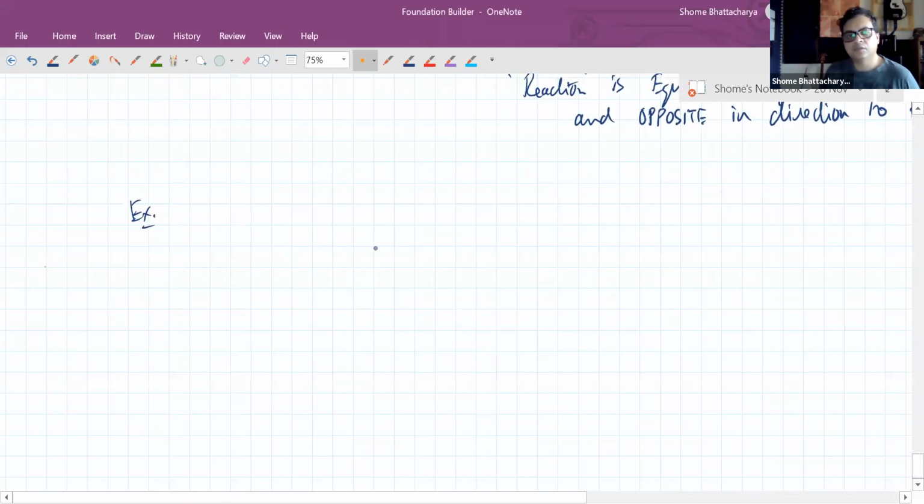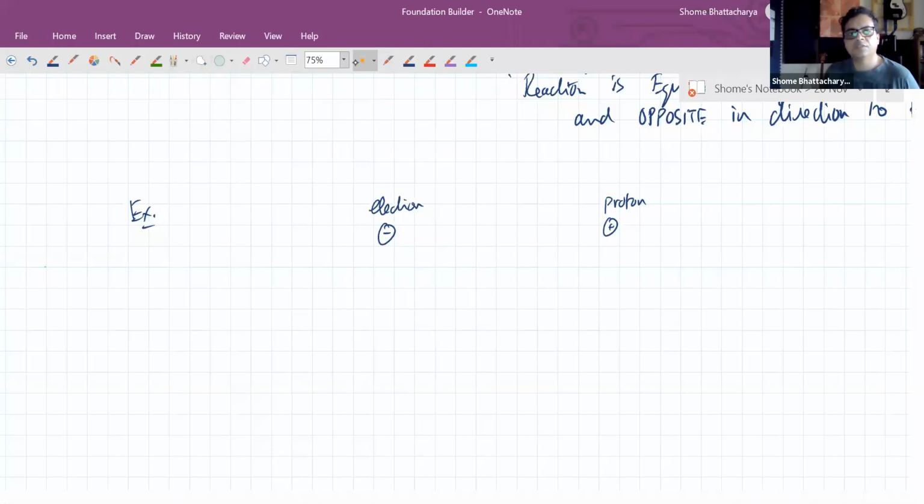So, for example, if we have an electron and a proton kept at a certain distance. Now, what will happen is that the force that the electron experiences because of the proton will be equal and opposite to the force that the proton experiences because of the electron.